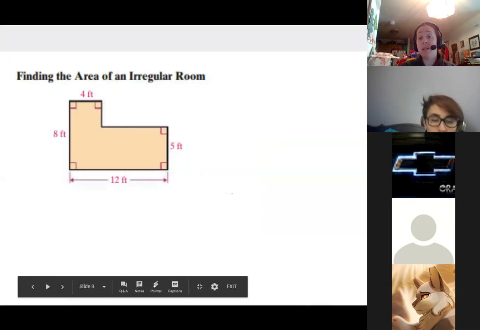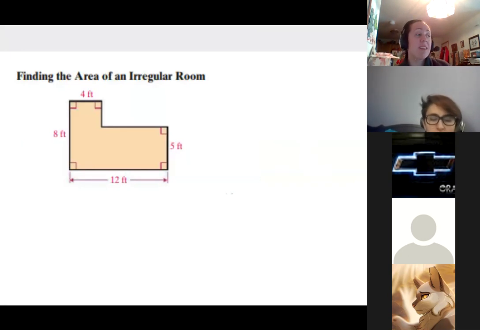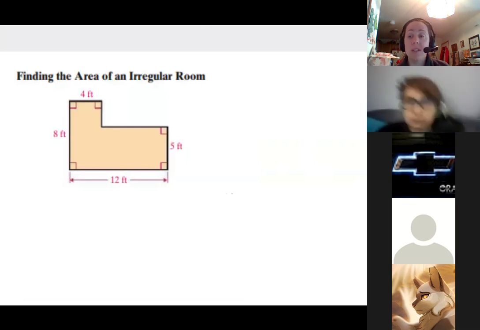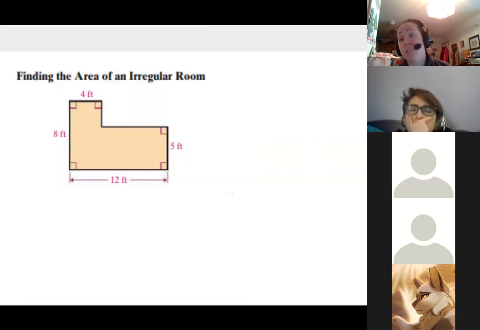So the next assignment is dealing with the area of an irregular figure. I think you guys have seen this before. What's the whole idea here? Someone type in chat, what do you do with these area of irregular figures? Casey, what do you think? You break it into parts. Right. Break it into shapes that you know.